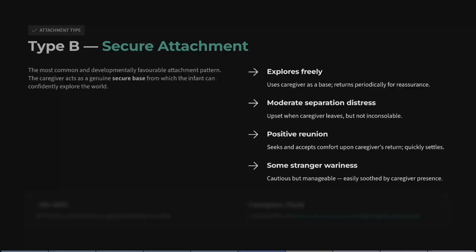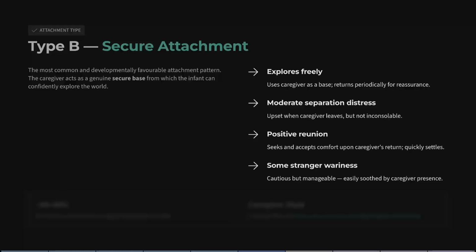When the mother leaves, moderate separation distress occurs. The secure infant is visibly upset. They may cry, show clear distress, reduce their exploration. Importantly, this distress is proportionate. It is a normal response to an unusual situation. It's not extreme inconsolability.